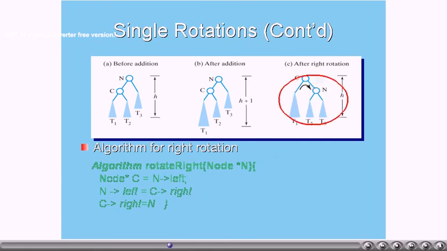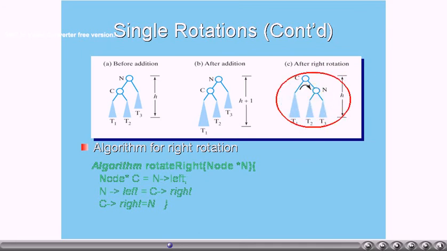We consider that C now will come into the place of N. By chance, if N is some child of some other node, then into that place C will go, and also C's right subtree becomes N's left subtree, and we'll make N the right child of C.